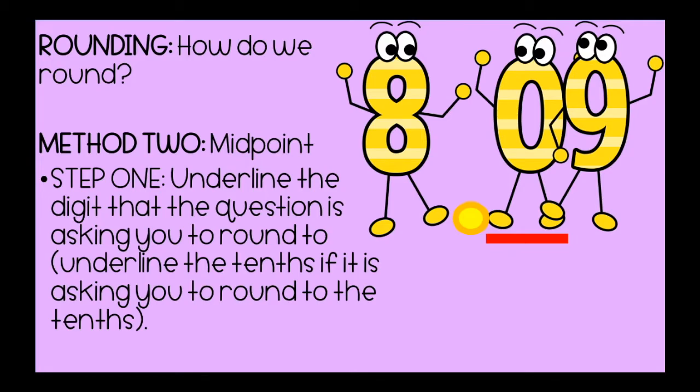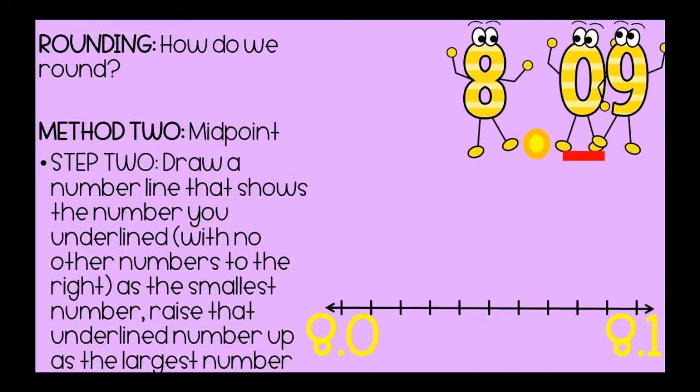So with that, step 1 of this method is underline the digit that your question is asking you to round to. Underline the tenths, for example, if it's asking you to round to the 10th. Step 2, draw a number line that shows the number you underlined with no other numbers to the right as the smallest possible option, and then raise that underlined digit up to the next number. So in this case, that's kind of confusing, but in this case, it is 8.0 on the left end and 8.1 on the right end. Basically, just like when we were 5 and above, raise it up, 4 and below, stay the same down low, we're debating between these two possible options that the answer could be.